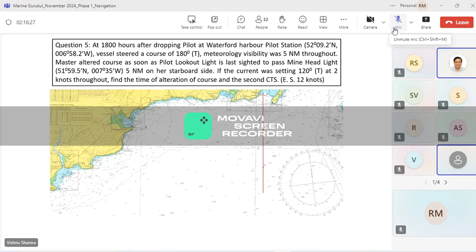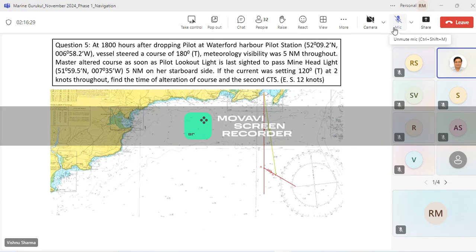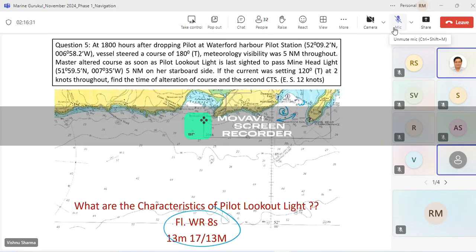So now can we find out the geographical range? These are the characteristics of it. Can we find out the geographical range of the pilot lookout light? Calculate. Find out the GR. Height of eye is 12 meters. 14.81. 14.8 miles. Anybody who doesn't know how to calculate the GR of this pilot lookout light?